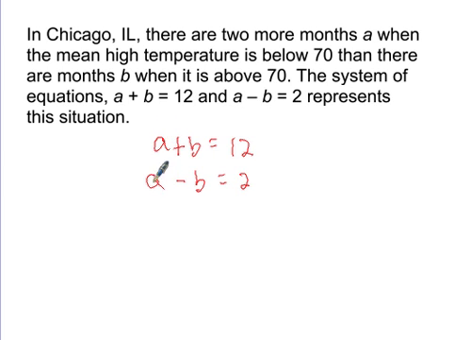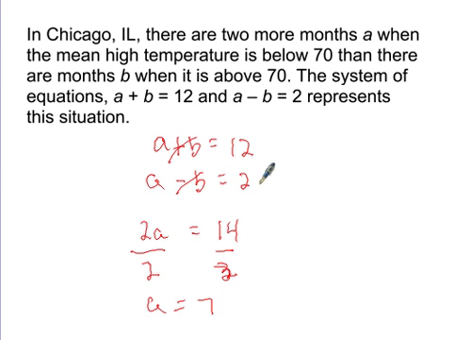So A plus A, since they're both positive, is 2A. A positive B and a minus B cancel each other out, and it equals 14. 12 plus 2 is 14. See what happened there? Does that make sense? Divide by 2. So A is 7. Now that we know what A is, all we have to do is substitute back into one of the original equations and we can figure out what B is.